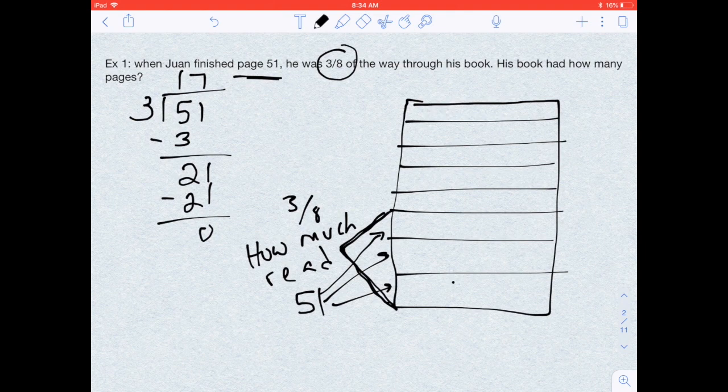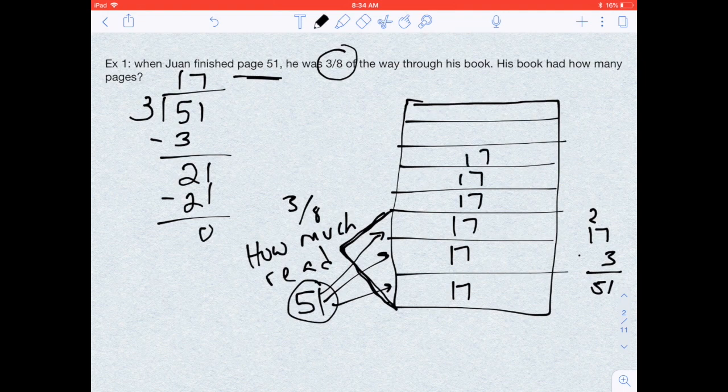So each one is worth 17. I can double check my work by saying 17 times 3, and that's going to give me 51. So if I break my 51 into 3 parts, it's 17 each, so I can keep doing my 17 all the way up. And then to find the total, I can add all my 17s, or I can do 17 times 8, because there's 8 pieces.